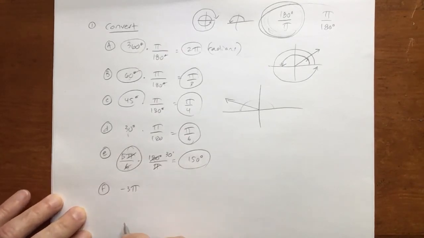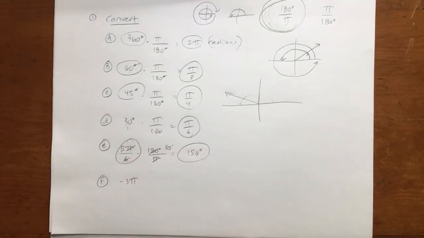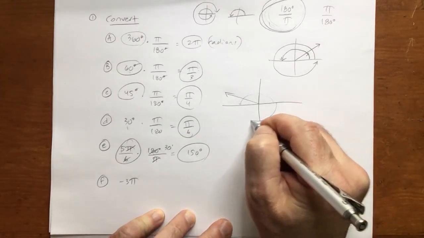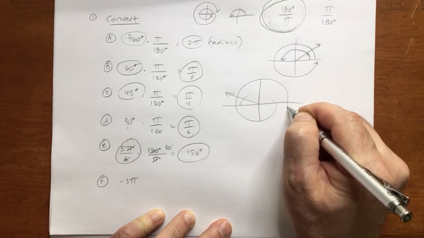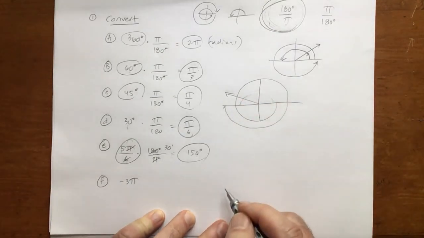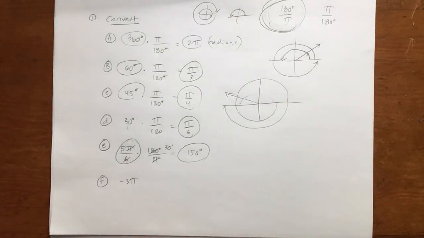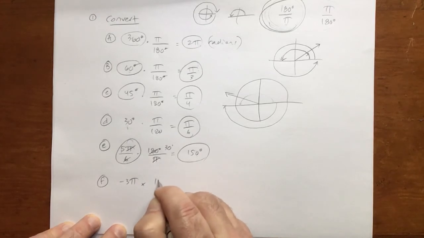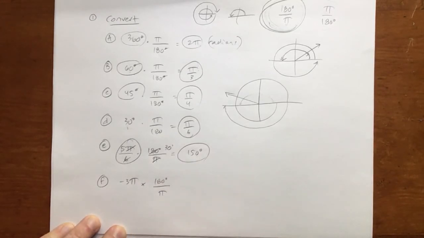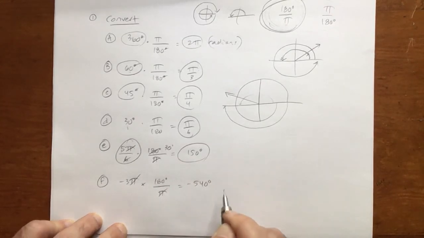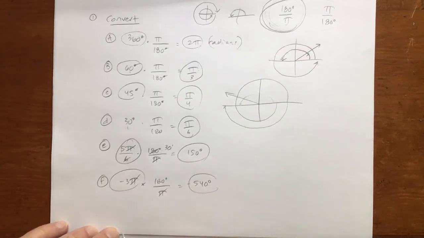Let's say I have -3 pi radians. You should know the answer without doing any work. How many degrees is that? So let's look. Here's -2 pi radians. There's -3 pi radians. How far did we just rotate there? Well, let's do the work and figure this out. So I'm going to multiply by 180 over pi. The pi's reduce, and 3 times 180 is 540. So I rotated -540 degrees.